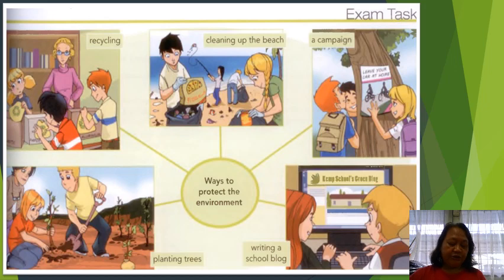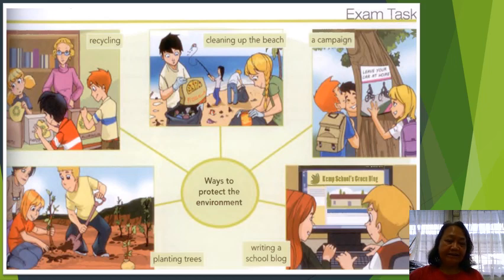Look at these pictures in exercise D. Here, this is your task. This is the exam task, okay? So this is your task. Ways to protect the environment. Now, by looking at this picture, okay, ways to protect the environment.